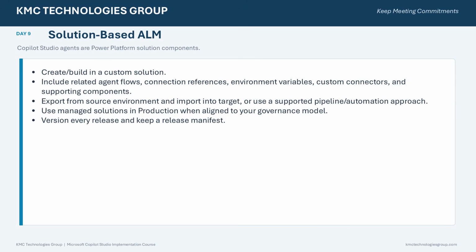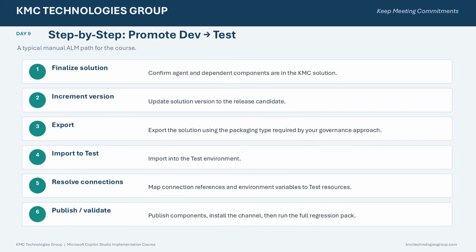Copilot Studio agents participate in the Power Platform solution model. Build the agent inside a custom solution. Include the related agent flows, connection references, environment variables, custom connectors, and other dependencies. Then export the solution from the source environment and import it into the target environment, or use an approved pipeline or automation approach. For production, managed solutions are a common enterprise pattern, and every release should have a version and release manifest.